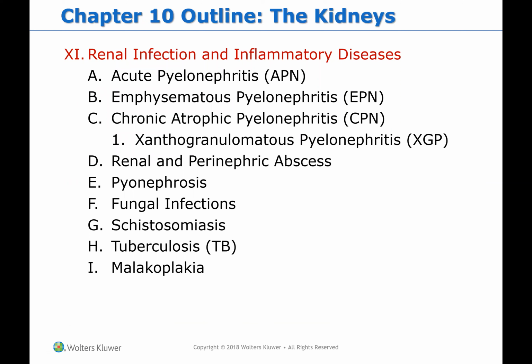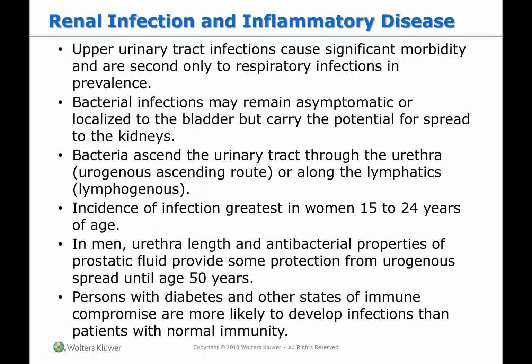Okay, we're going to go to acute infection and inflammatory diseases. An upper urinary tract infection can cause significant morbidity and is second only to respiratory infections in prevalence. Bacterial infections may remain asymptomatic or localized to the bladder, but carry the potential to spread to the kidneys. Bacteria ascend the urinary tract through the urethra or along the lymphatics.